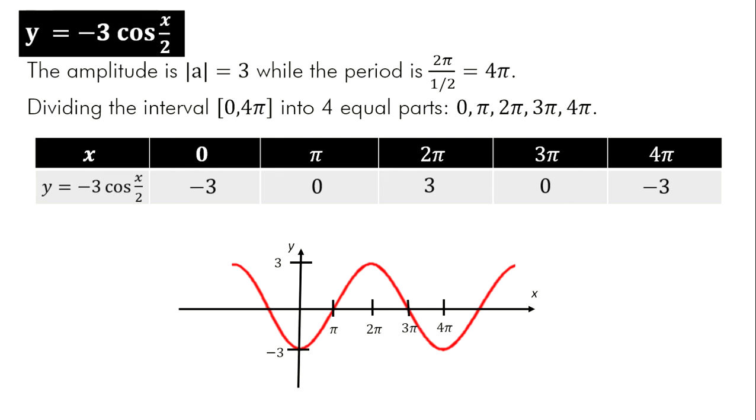And here's what will happen. Okay, so we have here (0, -3), (π, 0), (2π, 3), (3π, 0), and then (4π, -3). And remember, this is a smooth curve, so you can just connect it and extend it on both sides. And this is now the graph of y = -3 cos(x/2).